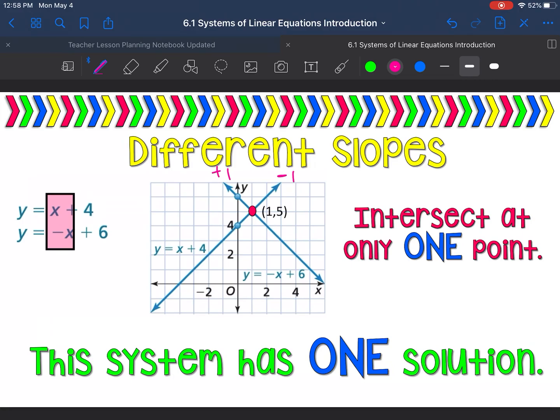So whenever our slopes and our y-intercepts are different, the system only has one solution. It'll only meet in one place. So different slopes and different y-intercepts, one solution. Let's take a look at another example.